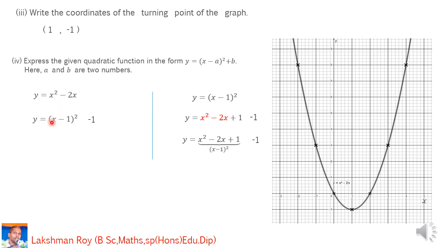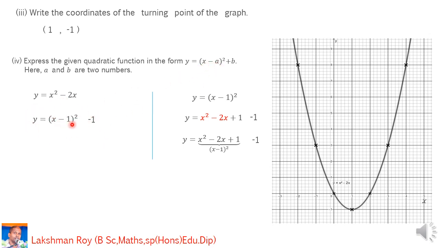Understand? X minus 1 square expanded, you get these three terms, right? We don't want this +1, therefore we subtract, right? So if you expand these two terms, the binomial expression, you get three terms. Then +1 is there. If you put -1, then you get this function only, right? +1, -1, 0.